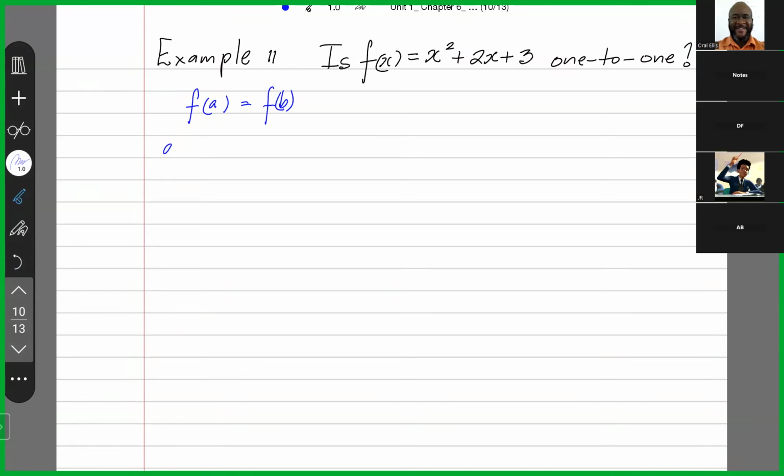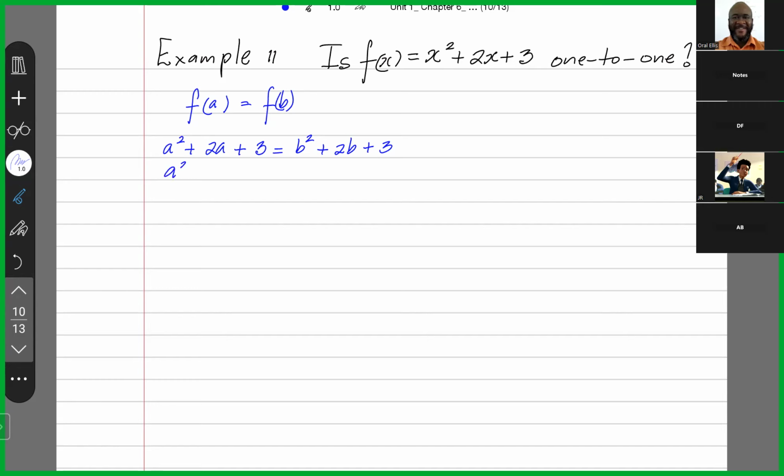Then f of a is a squared plus 2a plus 3. Let's make this equal to f of b, which is b squared plus 2b plus 3. And then let us find out what a is equal to in relation to b. All right, so I think this is how it was done.